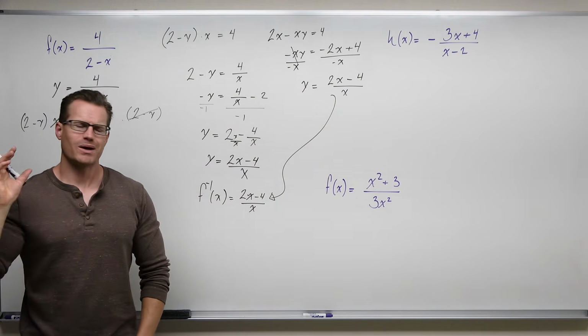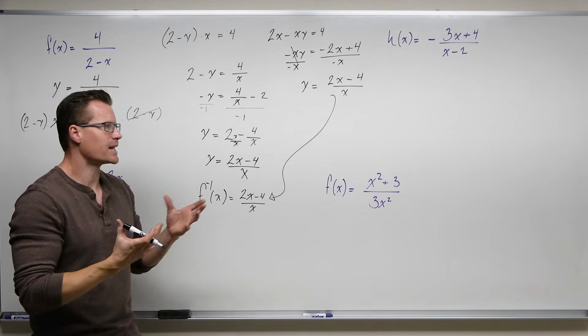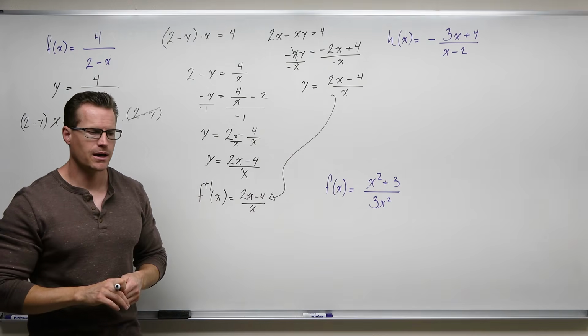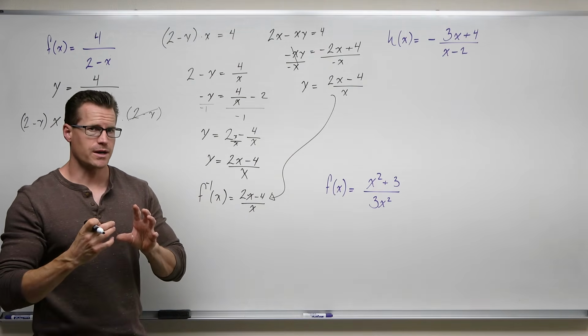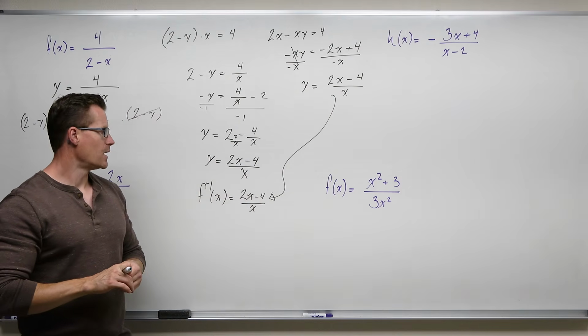Either way works. Pick the way that you're most comfortable with. A lot of people actually do like the distribution because they're used to it. I'm just saying you don't really have to do that. You can divide. The main point is collect your terms with y's, factor if you have to, and then your final step should be divide. Maybe change your signs. And that's our inverse.